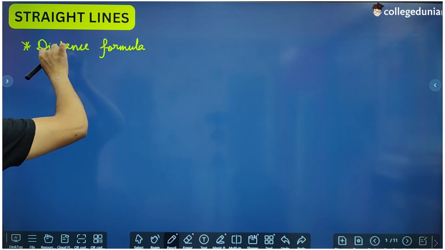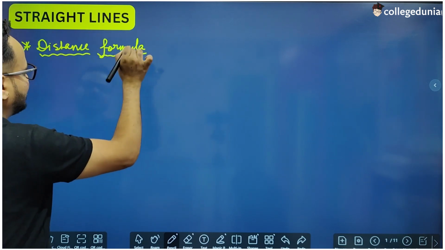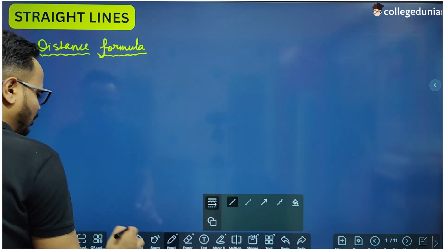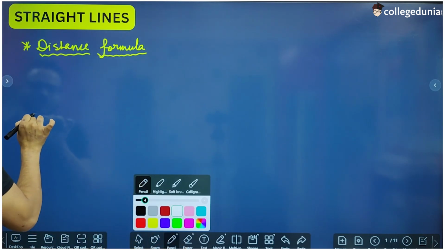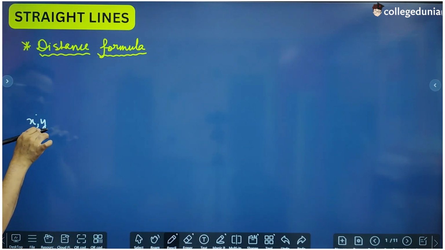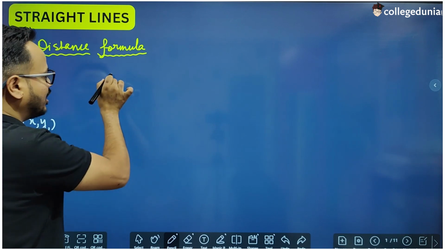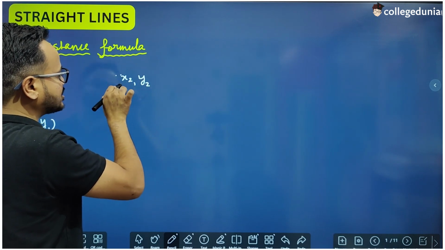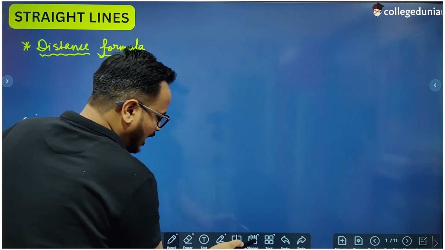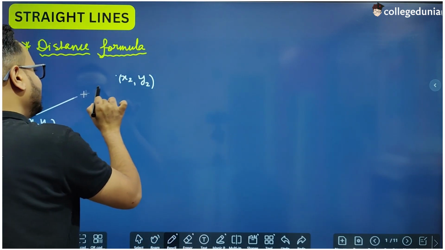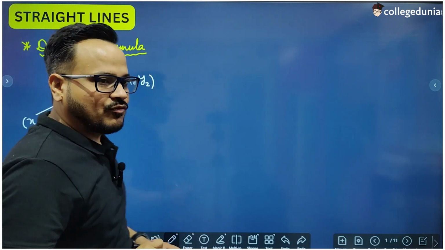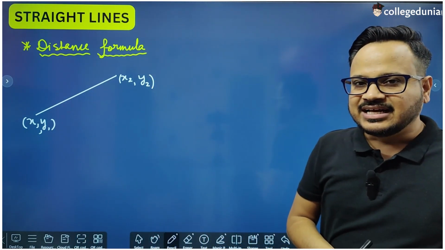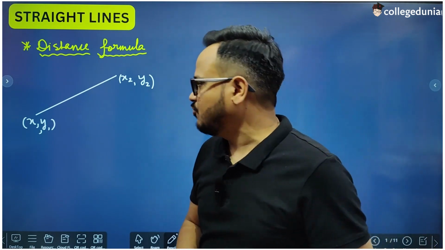That you studied in class 10th, chapter coordinate geometry. What is this formula? Suppose we have 2 points, right? Here we have a point whose coordinates are x1, y1, and here we have another point whose coordinates are x2, y2. So we have to find the distance between these 2 points, right? So when the coordinates of 2 points are given and we have to find the distance between those 2 points, then this formula is used, which is called distance formula.